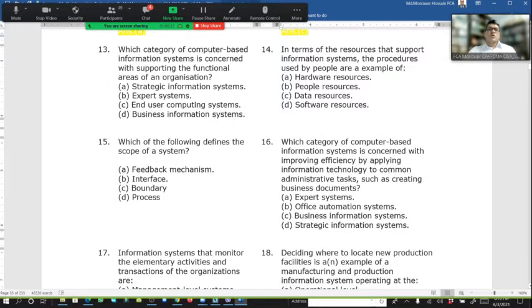13. Which category of computer-based information system is concerned with supporting the functional area of an organization? A strategic information system, expert system, end-user computing system, or business information system. Our answer would be business information system.